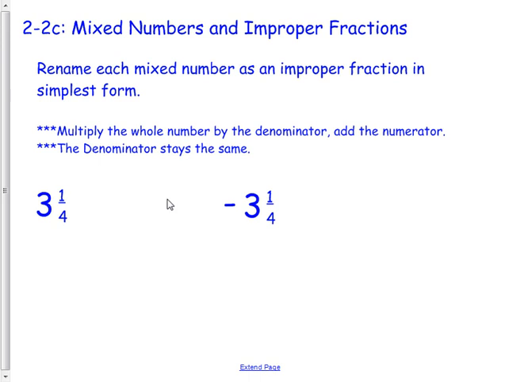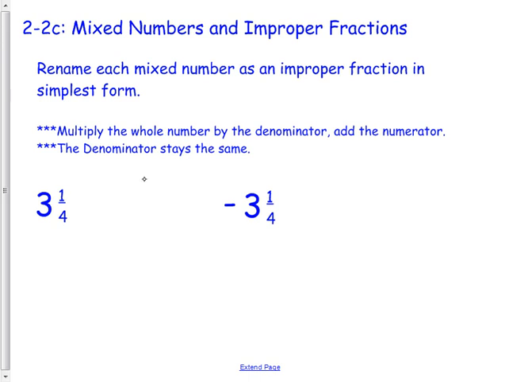All right, for lesson 2.2c, it's our third lesson for 2.2 here. We're going to do mixed numbers and improper fractions. Again, just kind of a supplemental lesson here, so that way we can keep moving forward. All right, we're going to rename each mixed number as an improper fraction in simplest form.